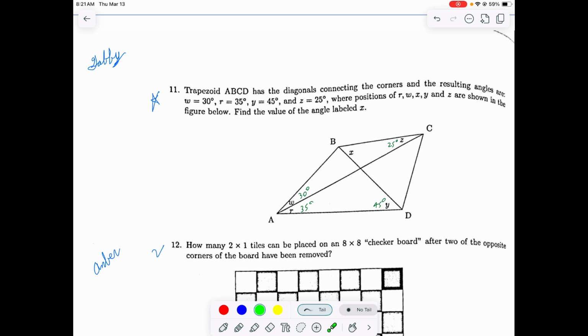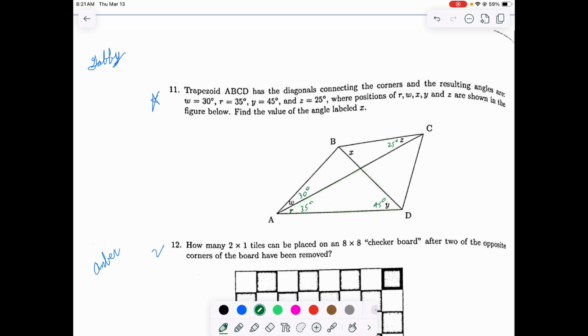Well, it's a trapezoid, so we can't use parallel lines and alternate interior angles, though it almost looks like we would want to because Y and X are almost alternate interior. Technically, they're alternate interior angles, but these lines are not parallel. So since we don't know if those lines are parallel, we can't really find out what X is right off the bat. What we can do is use what we know about angles Y and R and this shape.